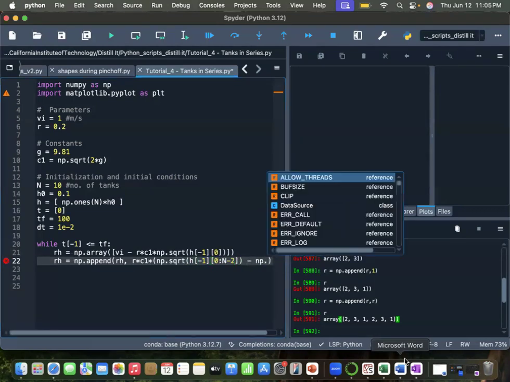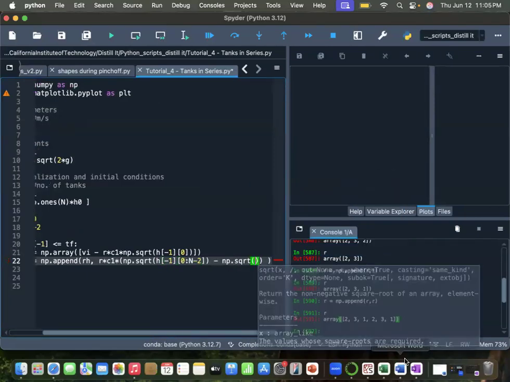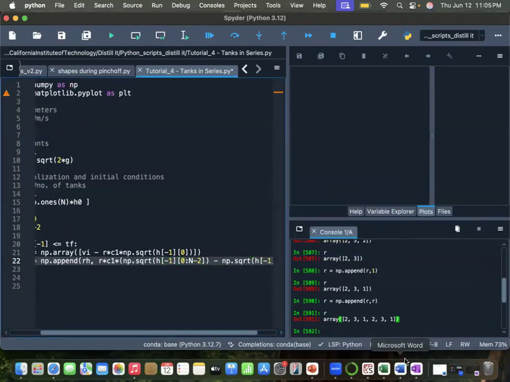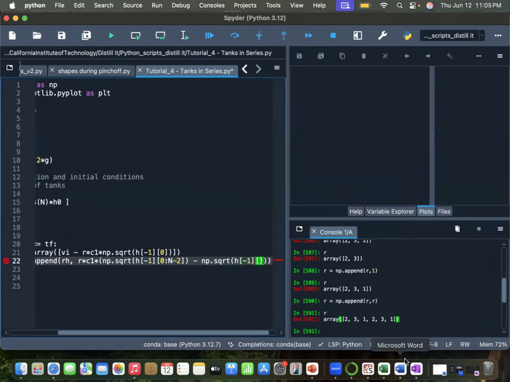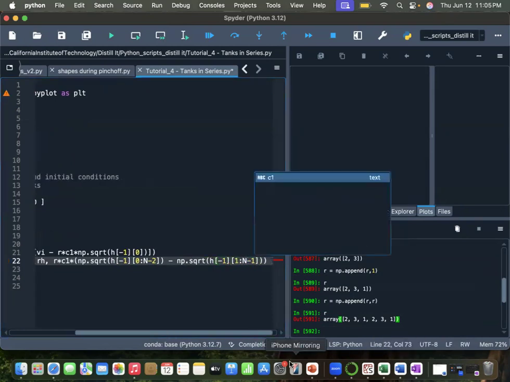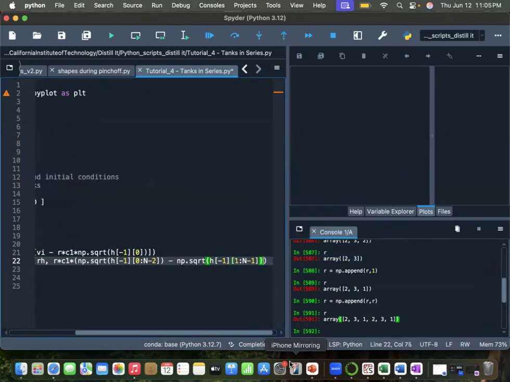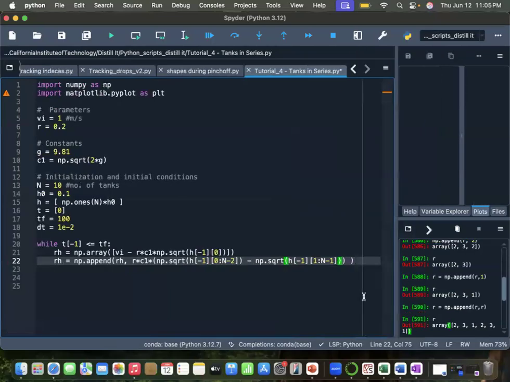Minus np.sqrt(h minus 1), and this is going to go from 1 to n minus 1, right? So that's the array over here, and after that let's just check the parentheses properly and we are done. That's the RHS computed for all the differential equations. So now this RHS is going to have n elements.